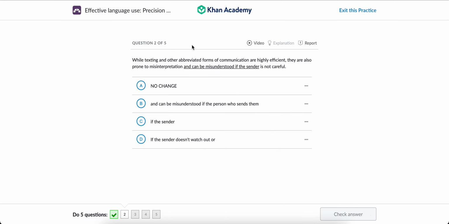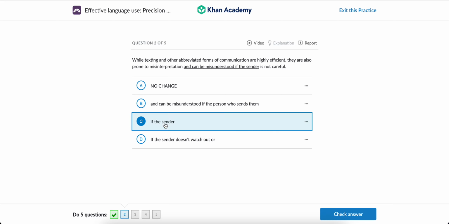While texting and other abbreviated forms of communication are highly efficient, they are also prone to misinterpretation and can be misunderstood if the sender is not careful. Well, they're also prone to misinterpretation. So if you look at this, they say misinterpretation and they also say misunderstood. This is another form of redundancy.